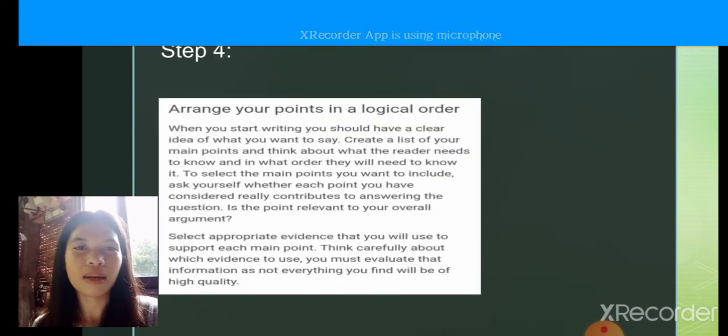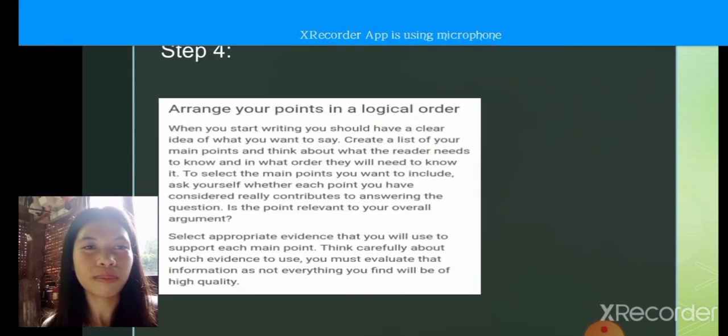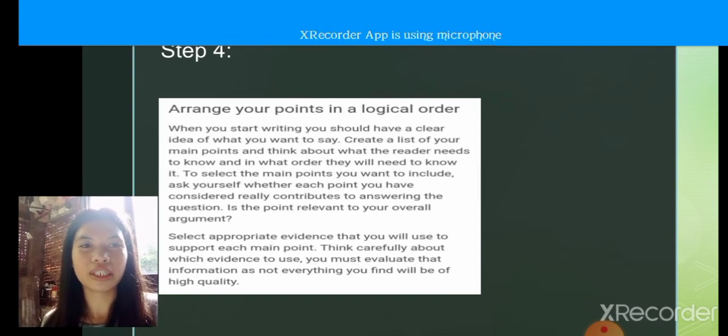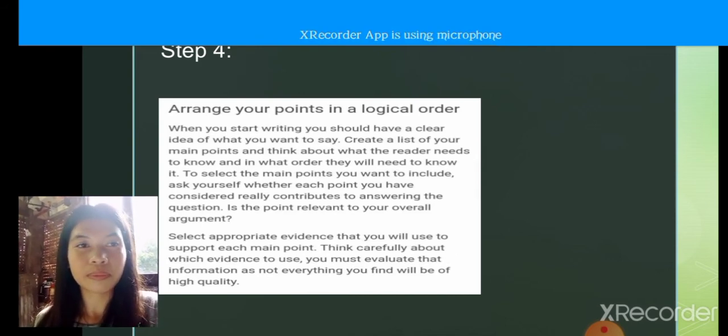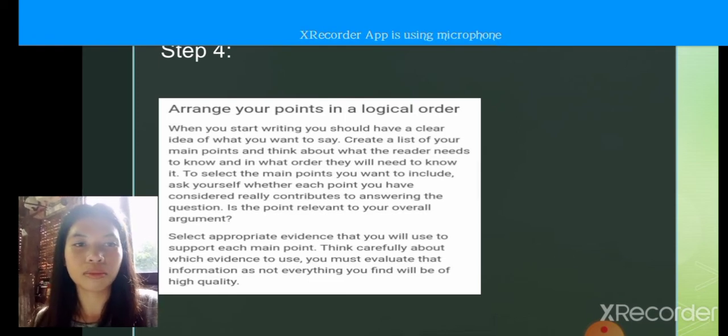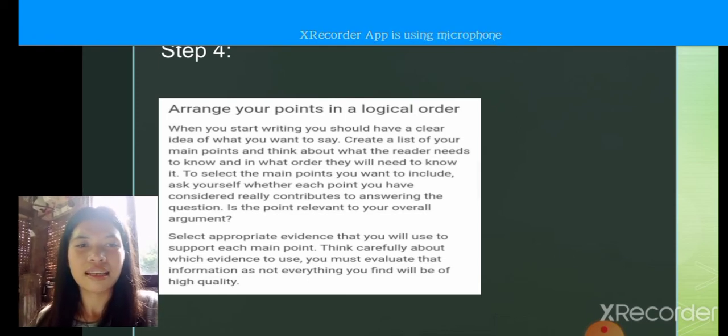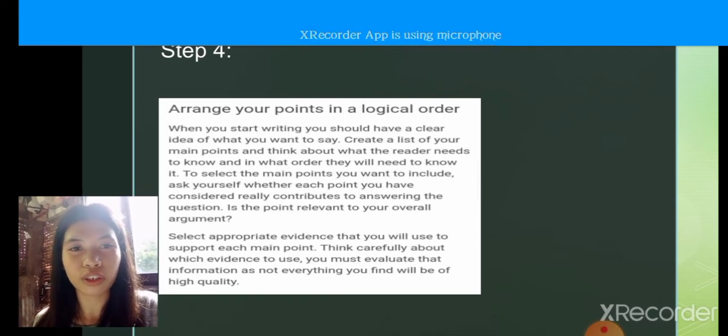So, step 4, arrange your points in a logical order. When you start writing, you should have a clear idea of what you want to say. Create a list of your main points and think about what the reader needs to know. To select the main points you want to include, ask yourself whether each point you have considered really contributes to answering the question. Is the point relevant to your overall argument?